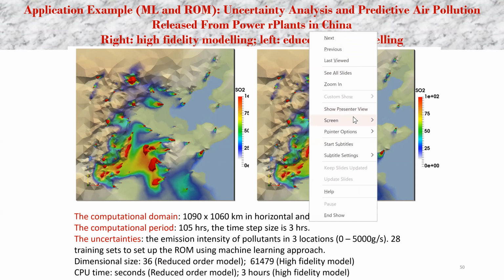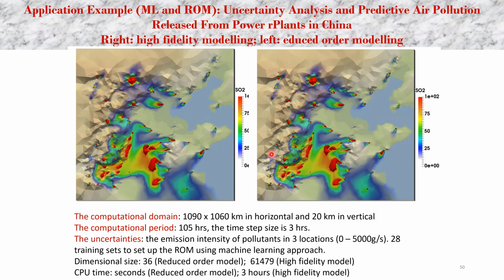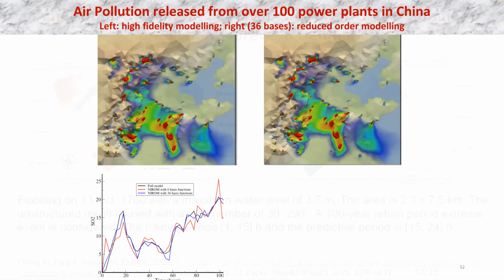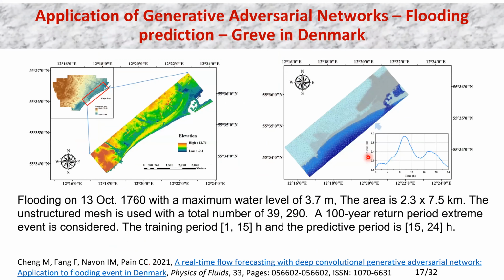It's quite a good prediction, and you can see it captures more of the details when compared with the results from the physical model. The physical model needs 3 hours of CPU time, and here we get the results in a second. This is how we set up the training data: we have sources at different locations, give them different intensities, generate the data, and train the model. Again, the results are reasonable, good actually.